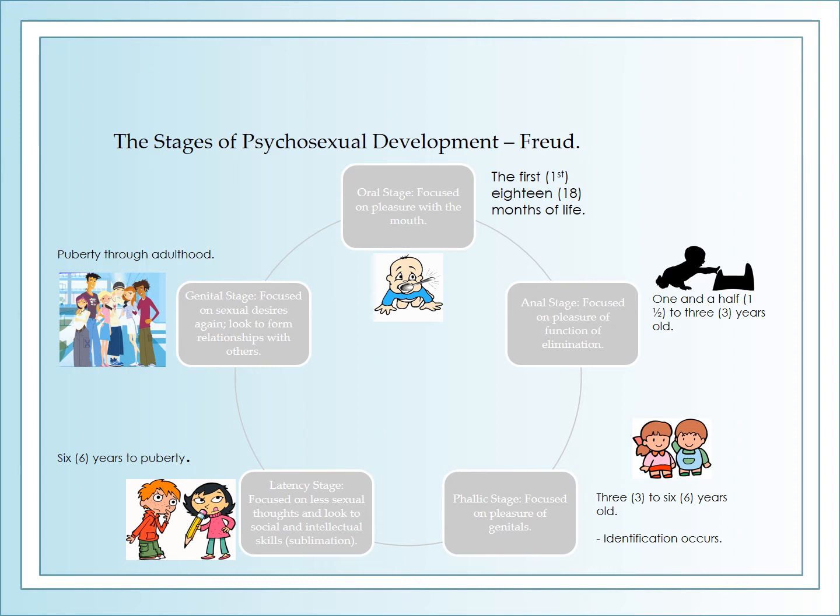And then the final stage of this is the genital stage, and this is from puberty, so from teenage years to adulthood, and through adulthood. So this is when teenagers begin to, again, go back to focusing on the opposite sex, or sexual desires again, and they begin to look to form relationships with others. So they're looking to form relationships with boys and girls, and also looking to find that possible partner that they want to spend some time with.